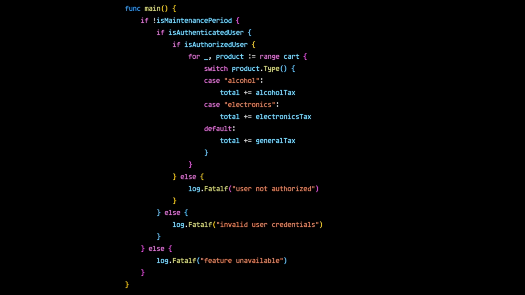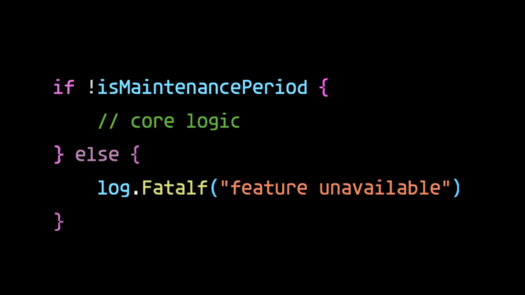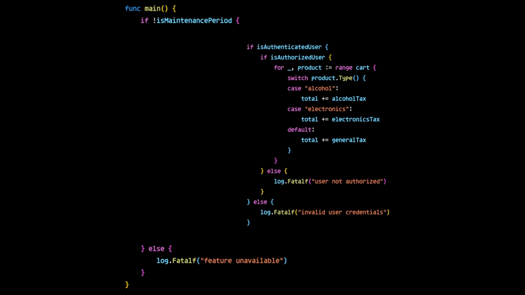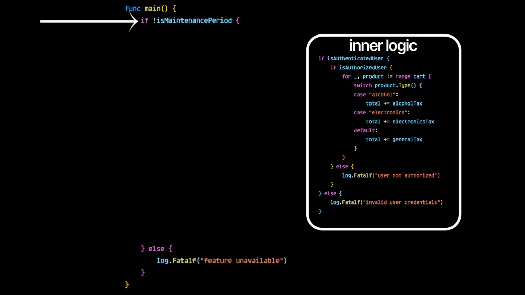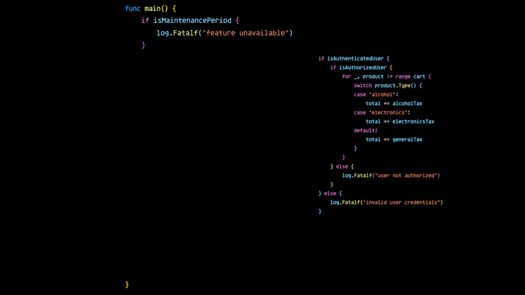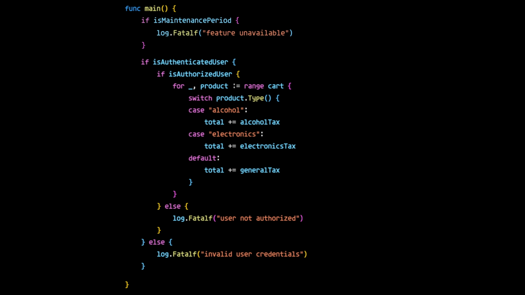We can simplify this code by first making use of inversion. That is, we invert the conditionals. So instead of doing this inner logic only if it is not a maintenance period, and doing the else logic if we can't do the inner logic, we can simply say that if it is in fact a maintenance period, then we don't move on to the next step. As you can see, that collapses the nested structure one level. We can do the same with the other conditionals.